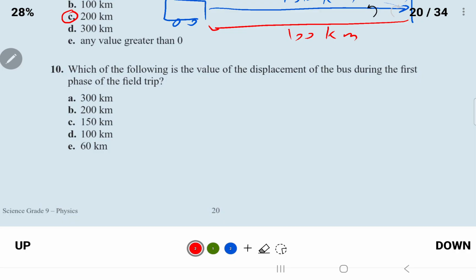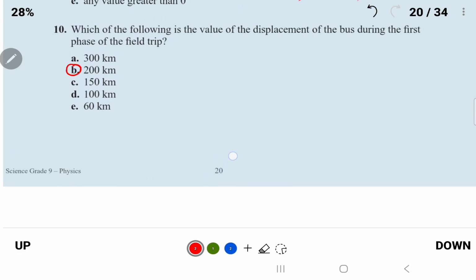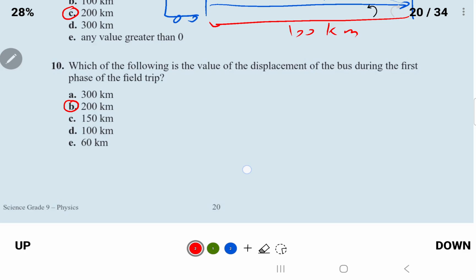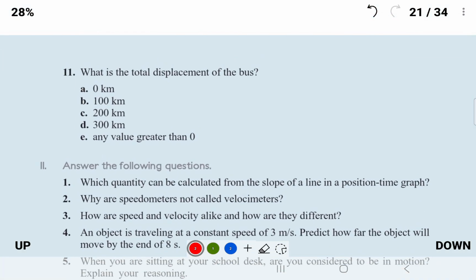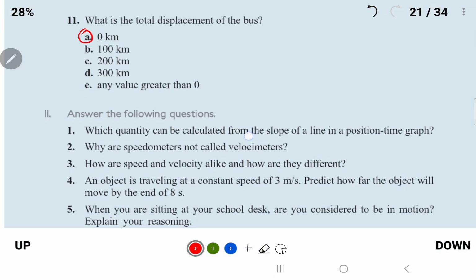Question 10. Which of the following is the value of the displacement of the bus during the first phase of the field trip? During the first phase, displacement and distance are the same, which is 200. But the final displacement would be 0. What is the total displacement of the bus? 0, because the bus returns to the same position.